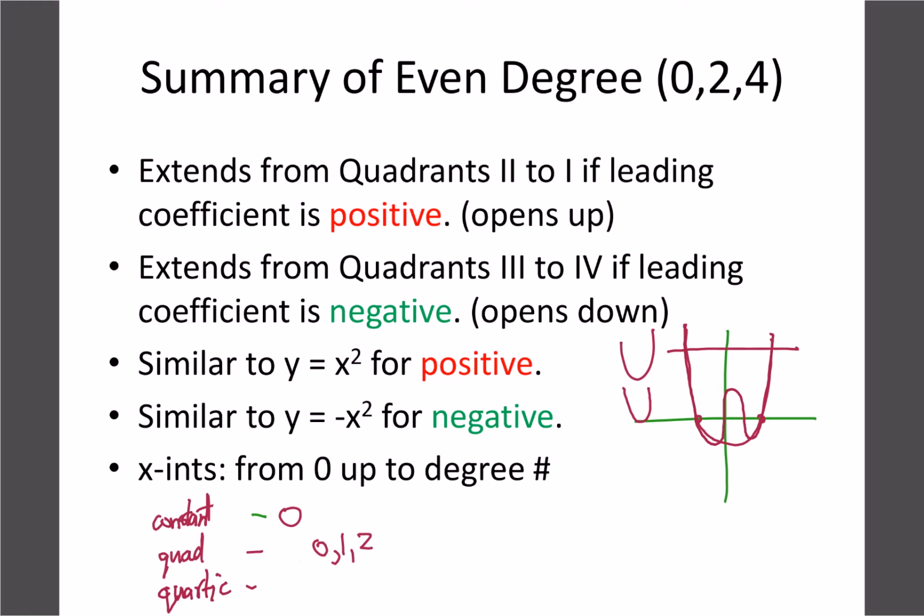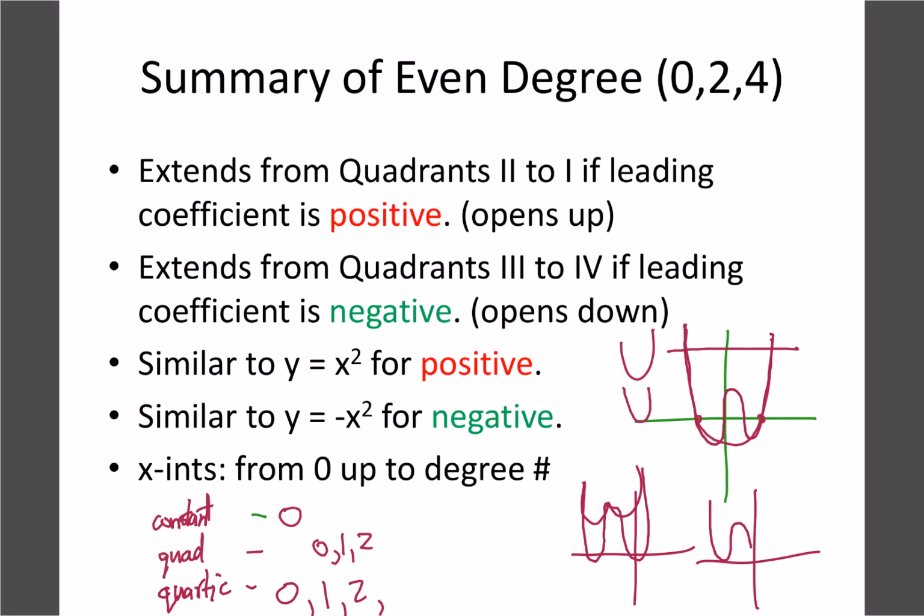And once again, we could have 0 possible x-intercepts if it's above. We could have 1 if one of these touched. We could have 2 if both of them just touched. We could have 3 if one touched and one went down below. That would give us 3. Or if they all go down below, we could get 4. So that's what the x-intercepts are.